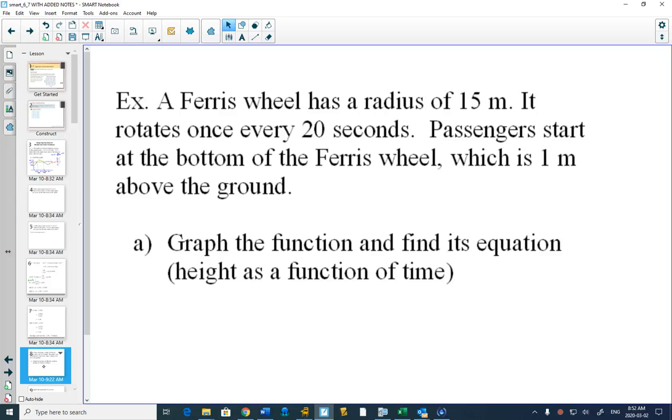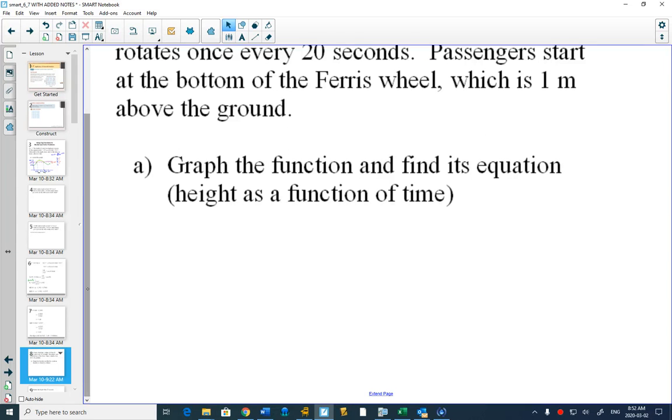A Ferris wheel has a radius of 15 meters. It rotates once every 20 seconds. Passengers start at the bottom of the Ferris wheel. That seems to make sense. It's very hard to get on the top, which is 1 meter above the ground. So we want to graph this and find its equation. In this situation, sometimes it makes sense to first draw a picture.